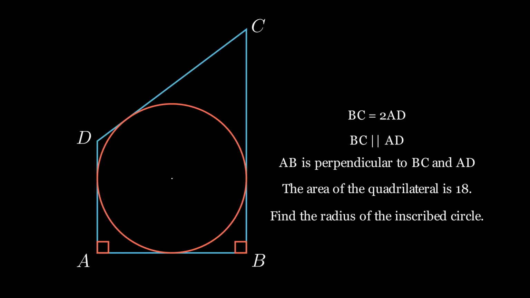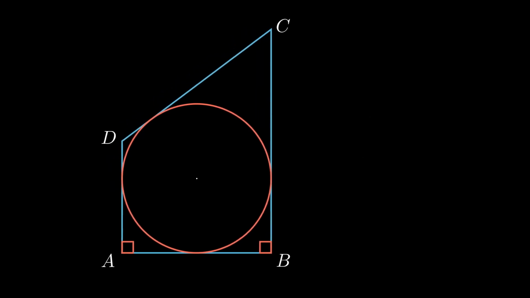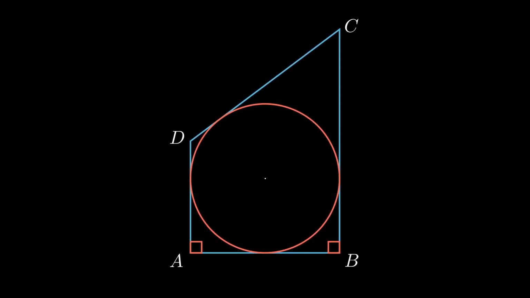Number 3, AB is perpendicular to BC and AD. Finally, number 4, the area of the quadrilateral is 18 units. The problem posed by the question is to find the radius of the inscribed circle which touches all its sides. I would recommend you to pause and try to solve it by yourself first and then watch the video.